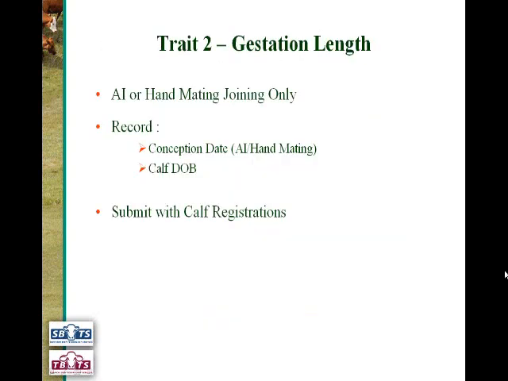So that's the birth weight trait. The next trait that we have available to us is obviously the gestation length. We've touched on what information goes into calculating this previously, but effectively at this stage the gestation length is only from ABRi joinings.